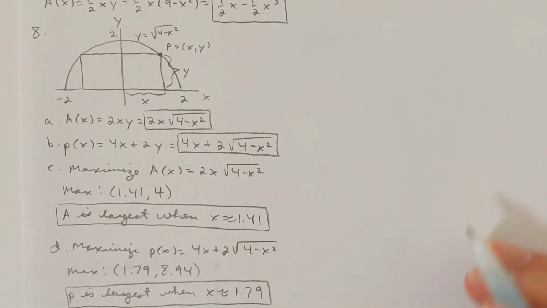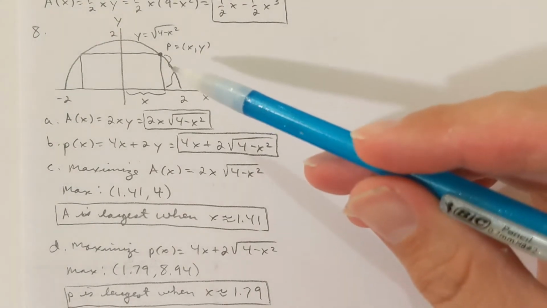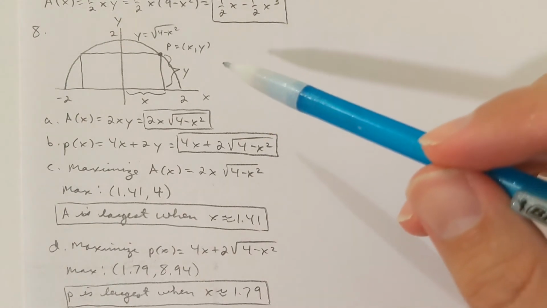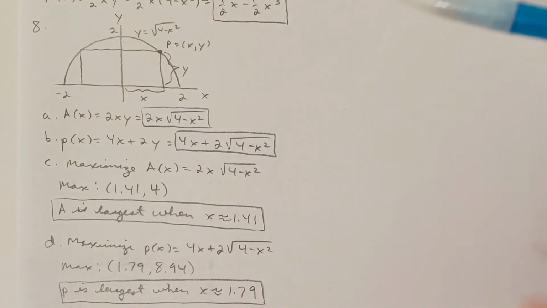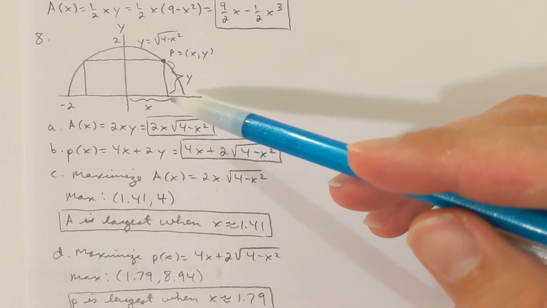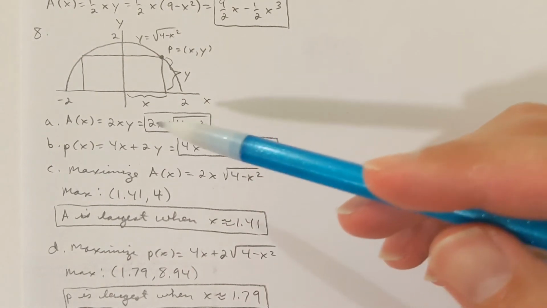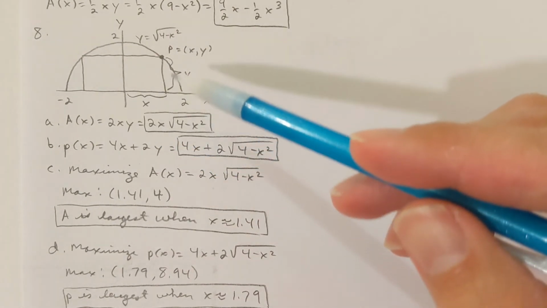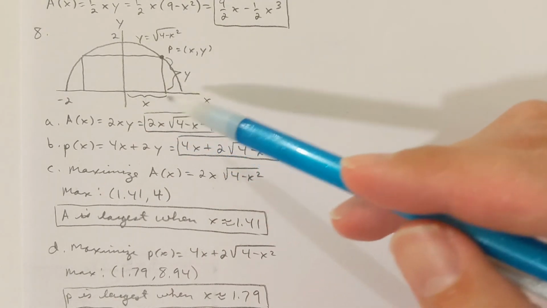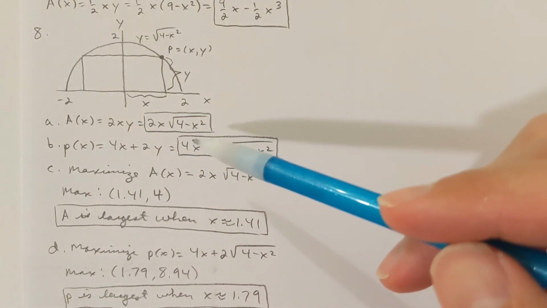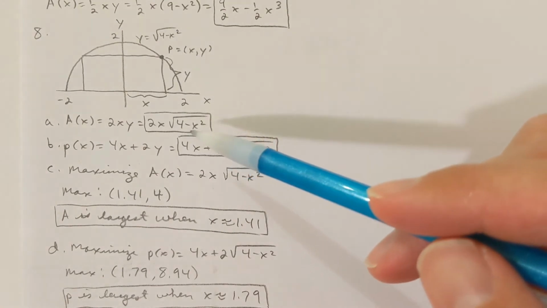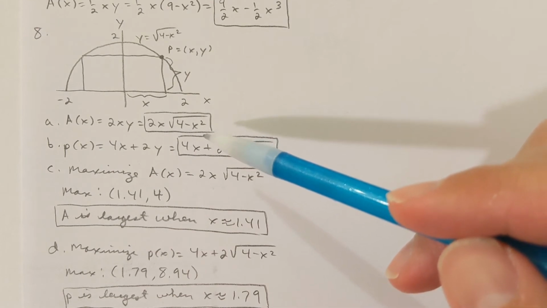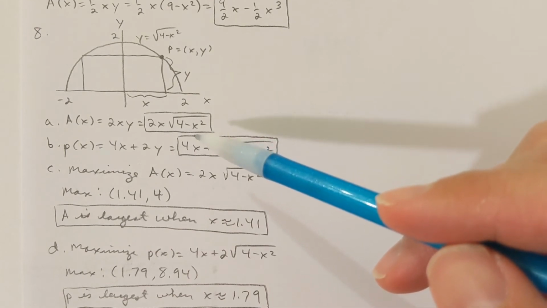Okay, so I've got a circle, and x is greater than 0, y is also greater than 0. The area of this rectangle would be 2x, since x is only the positive distance, I need 2 of them, times y, length times width. Y is the square root of 4 minus x squared, so 2x times the square root of 4 minus x squared would be the area of the rectangle.